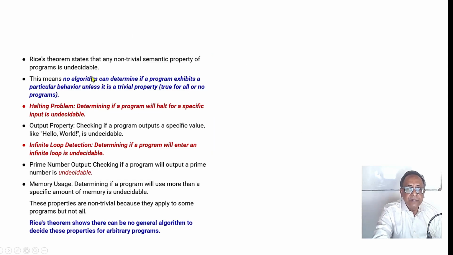And what does Rice's theorem say? As I told, no algorithm can determine whether a program exhibits a particular behavior unless it is a trivial property. Trivial means it holds for all cases. Non-trivial means for some cases it gives an answer, for some cases it doesn't. The halting problem is one of them, as is infinite loop detection. So Rice's theorem shows there can be no general algorithm to decide these properties for arbitrary programs. Thank you.